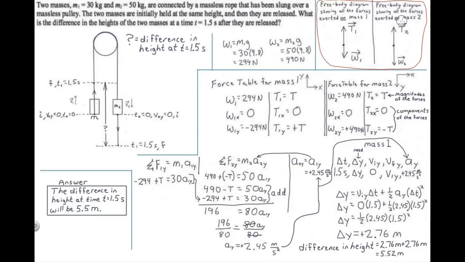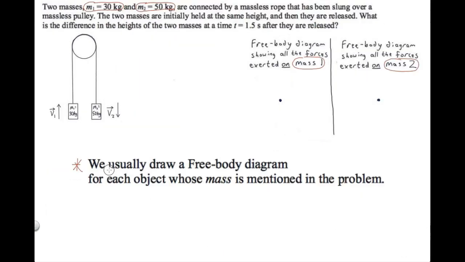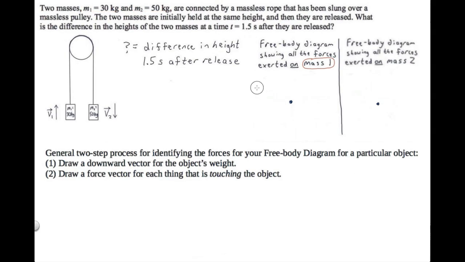Now let's discuss the free body diagrams. We usually draw a free body diagram for each object whose mass is mentioned in the problem. So for this problem, we draw two separate free body diagrams. One diagram showing all the forces being exerted on mass 1, and a separate diagram showing all the forces being exerted on mass 2. Let's begin with the free body diagram for mass 1.